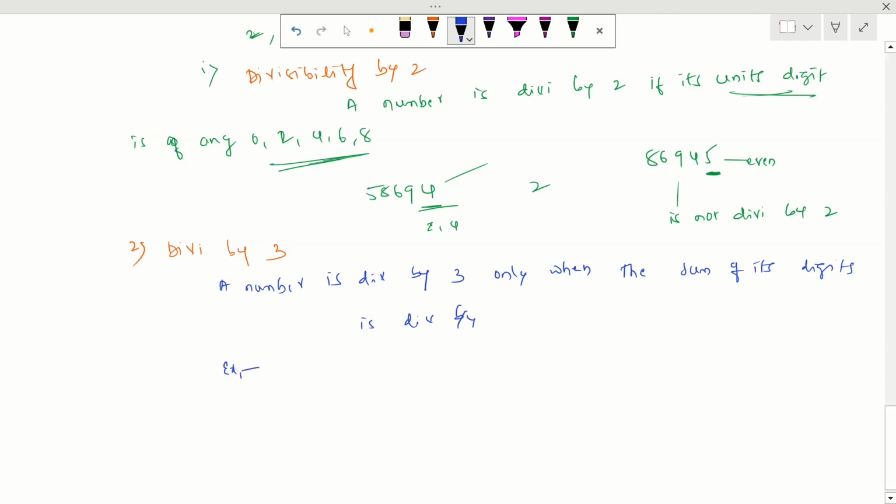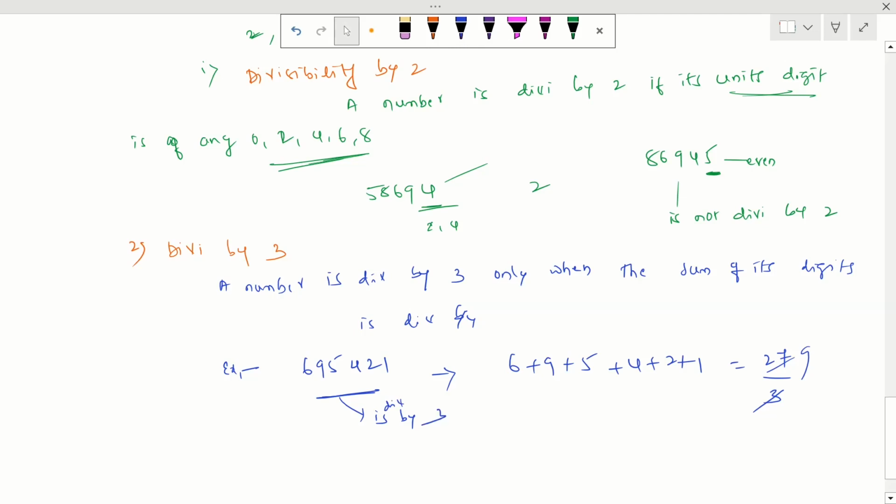Suppose I give you an example here, 695,421. Is this divisible by 3 or not? How can we check? For this we have to add all the digits. If we add, what value will come? 27. So is 27 divisible by 3 or not? Yes, it is divisible. 3 9s are 27. Then we can say this number is divisible by 3.